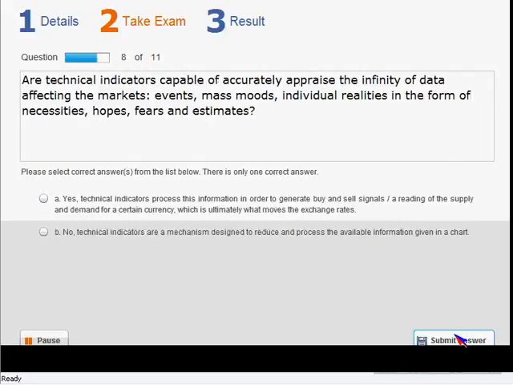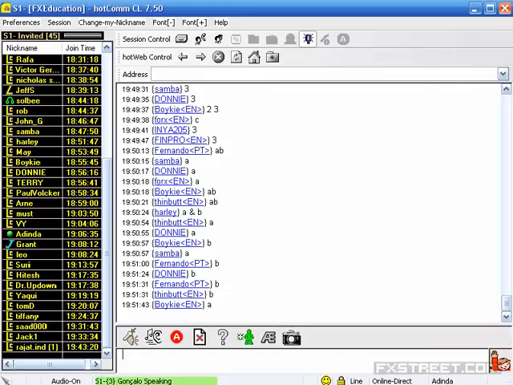Let's submit. Number 8. Are technical indicators capable of accurately appraising the infinity of data affecting the markets? Events, mass moods, individual realities in the form of necessities, hopes, fears, and estimates? Yes, technical indicators process this information in order to generate buy and sell signals, a reading of the supply and demand for a certain currency, which is ultimately what moves the exchange rate. Or no, technical indicators are a mechanism designed to reduce and process the available information given in a chart. B, very well. There is a consensus this time.